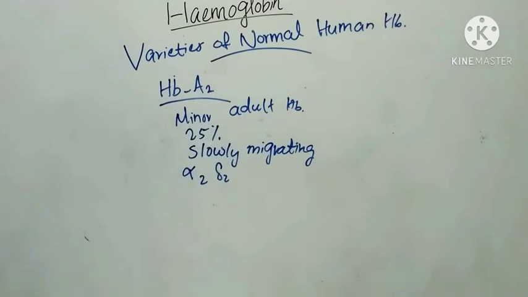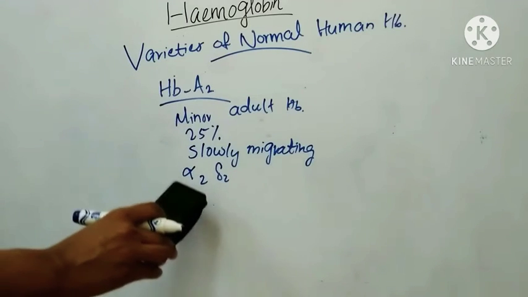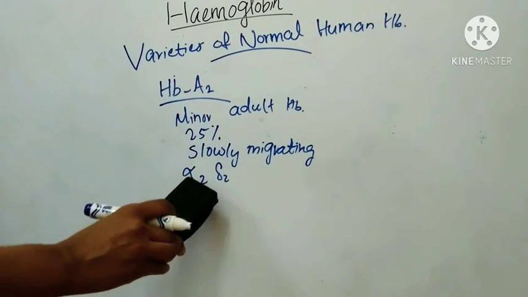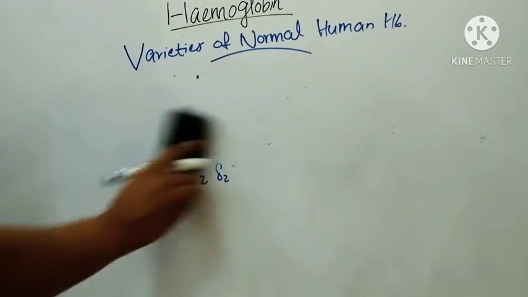It is slowly migrating in electrophoresis. It can be represented as alpha 2 delta 2. It contains 2 alpha and 2 delta chains.